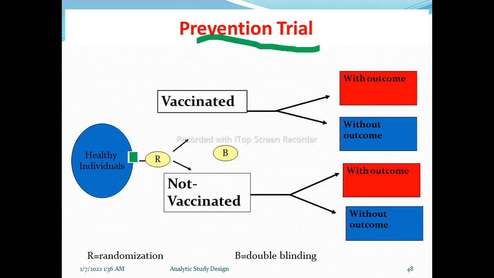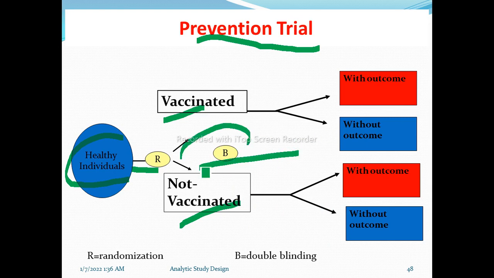our population groups are healthy individuals, so they will be randomized into vaccinated and non-vaccinated. So: vaccinated with outcome, without outcome; not vaccinated with outcome, without outcome.